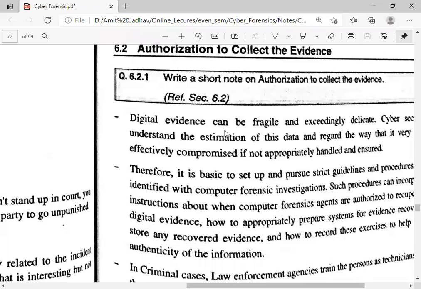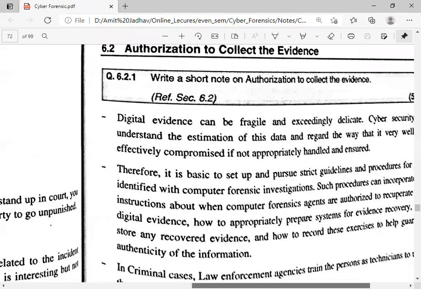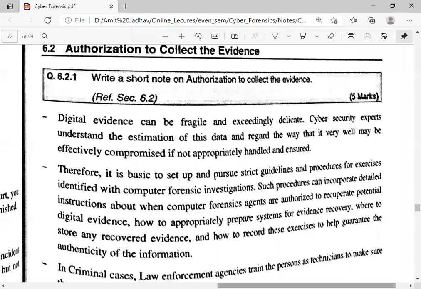There must be an authorization. So the digital evidence can be fragile and exceedingly delicate. Cybersecurity experts understand the value of the data and recognize that it may well be easily compromised if not appropriately handled and protected. So the digital evidence may get changed. It is very delicate because anyone can update it using different tools and techniques.